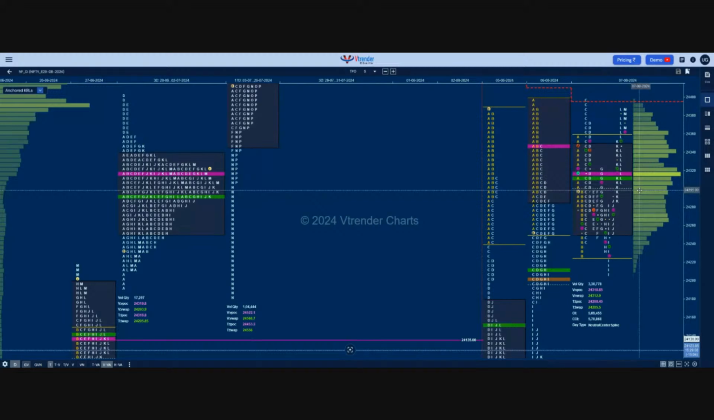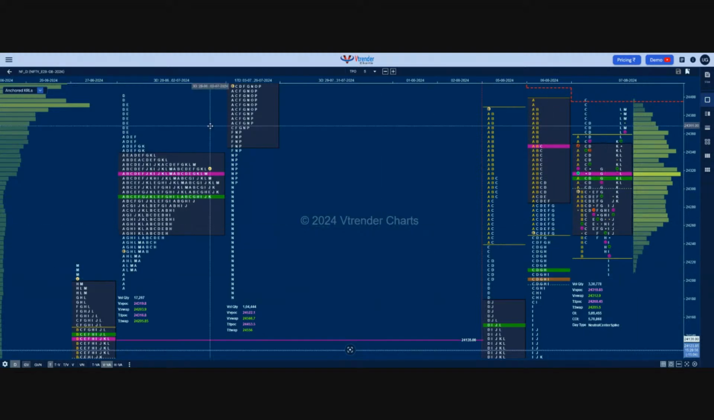So for both of these targets to be in play, for the lower FA to be in play, we had to sustain above this IBH level, and for the upper FA to be in play, we had to sustain below this 24229 level. So that was our homework before the market opened today.